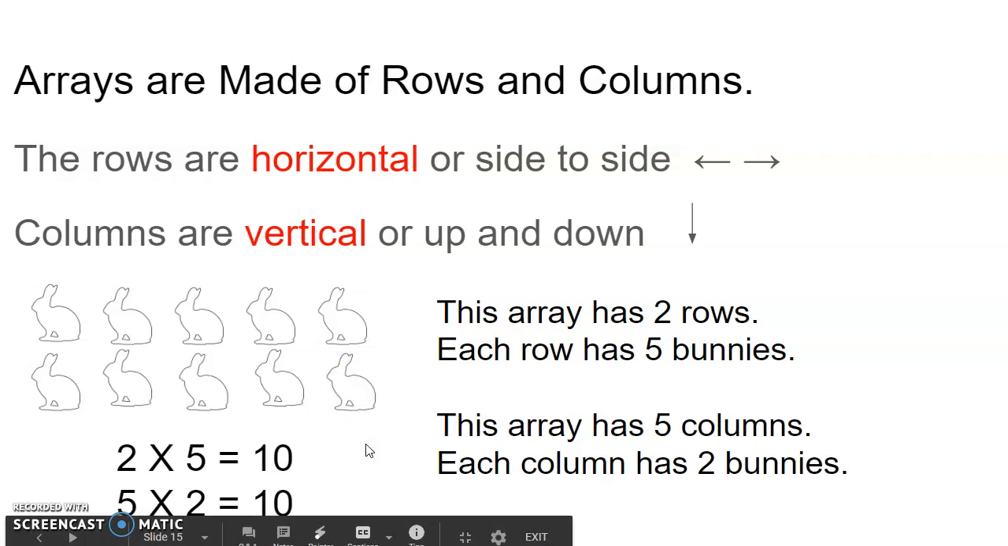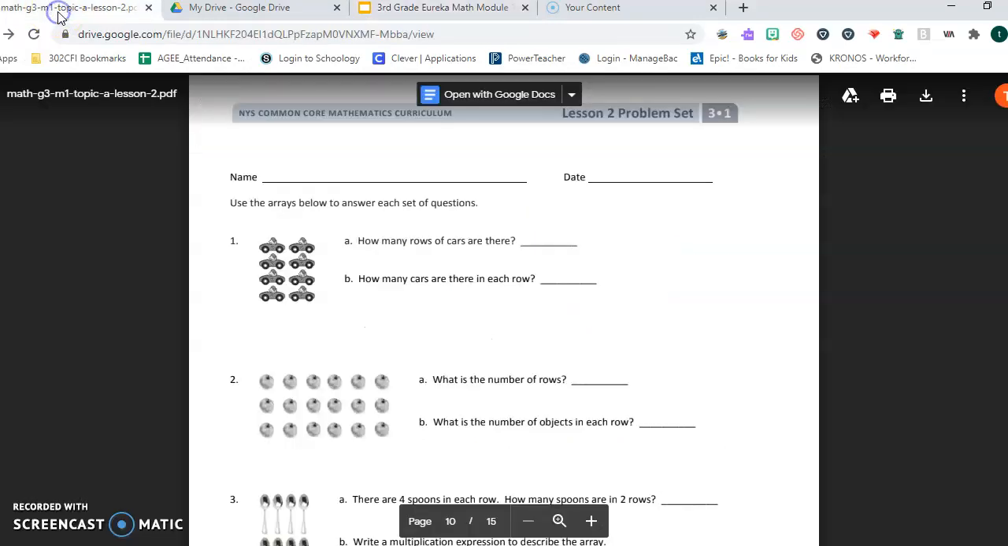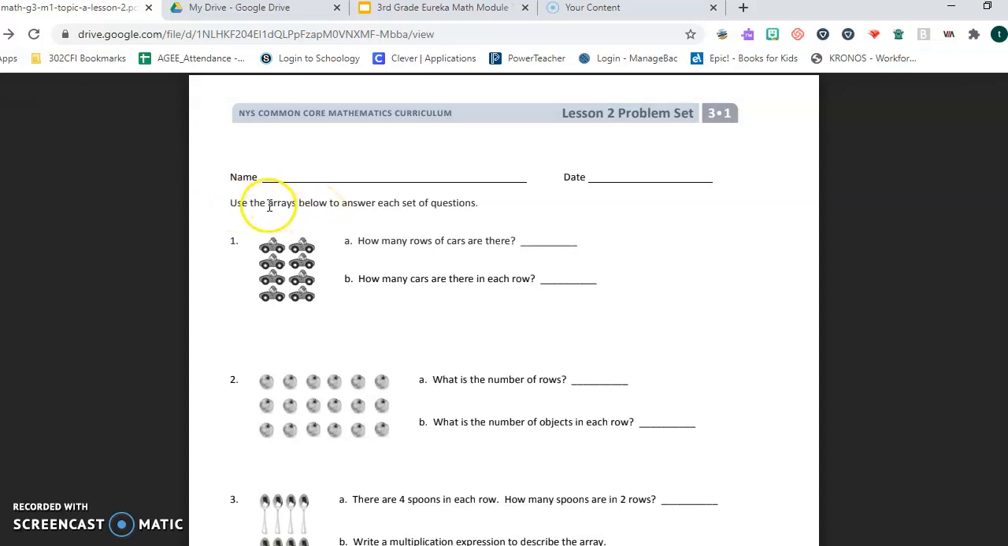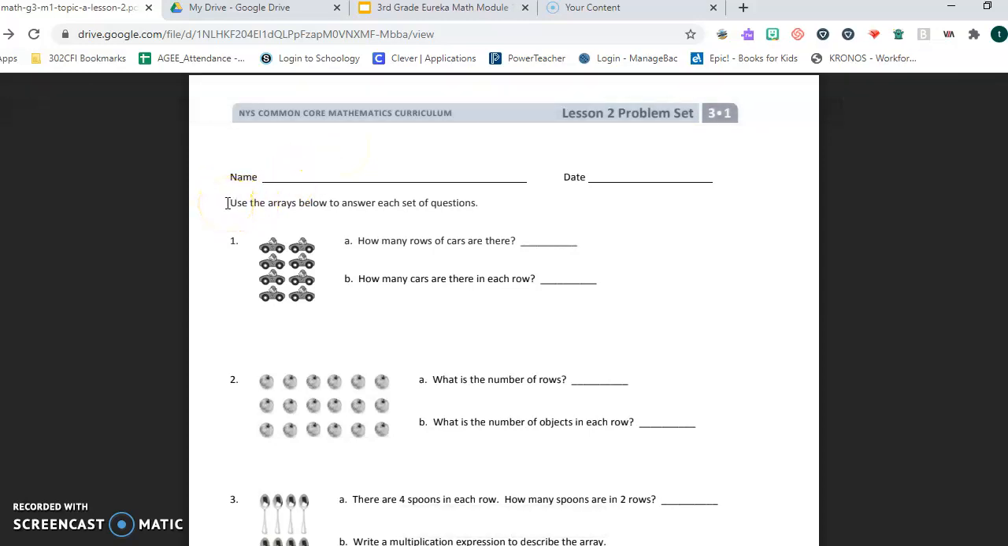So for your assignment today, you're going to be working on the Lesson 2 problem set. And this is 3rd grade, and we are in the first module here. So you're going to be working on Lesson 2 problem set. And they give you a variety of prompts to help you understand that arrays are related to multiplication. So we start with these directions. Use the arrays below to answer each set of questions.